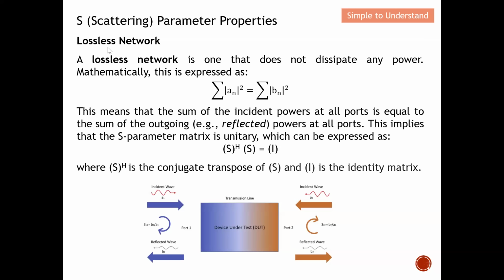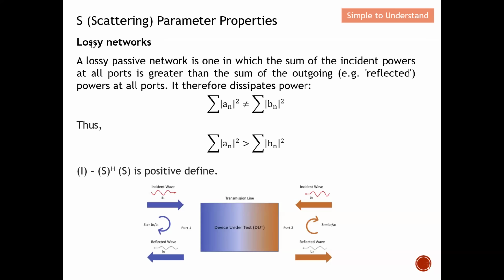For the practical scenario, we call it a lossy network, which means that there is some form of loss. A lossy passive network is one in which the sum of the incident power at all ports is greater than the sum of the outgoing power. Remember, as I mentioned earlier, these are all the incident waves. When you add all the incident waves, they are bigger than the sum of all the reflected waves. So this is what it means.